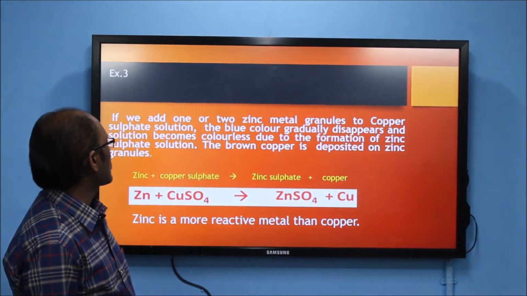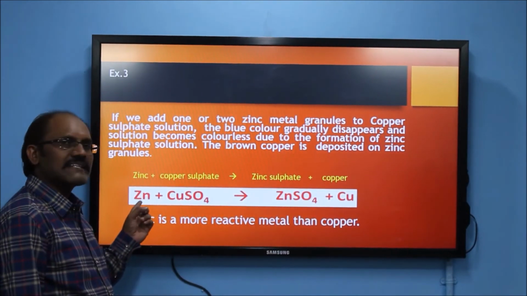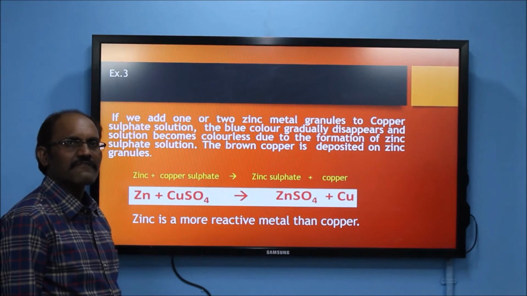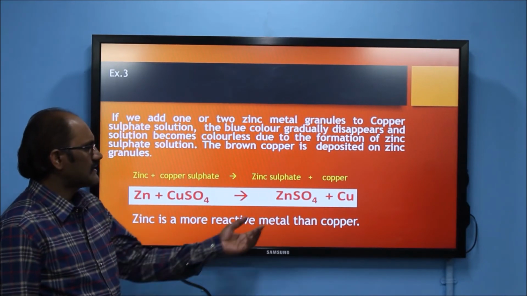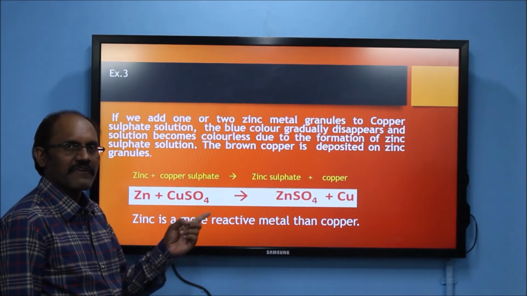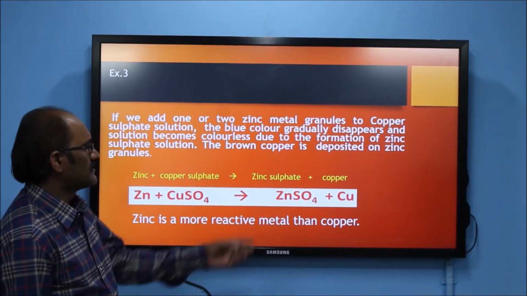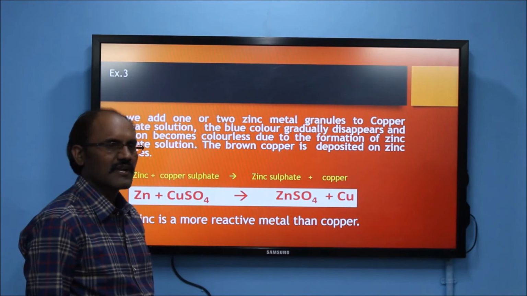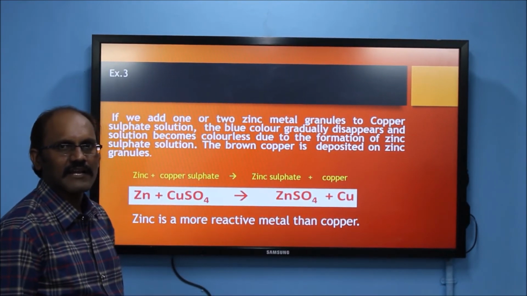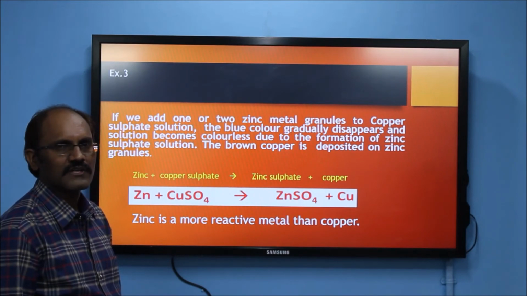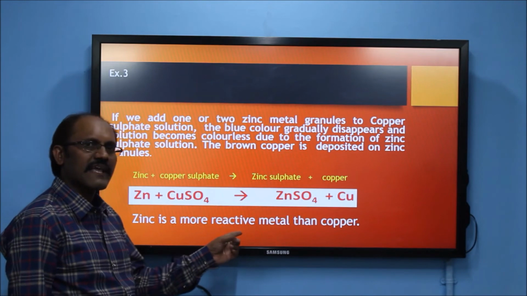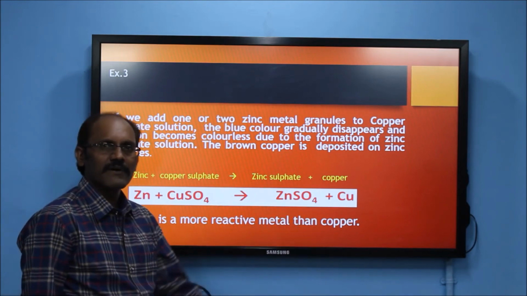If we go for another example, if we add zinc metal granules to copper sulfate solution, after a few minutes we see the blue color of copper sulfate solution fades out and zinc sulfate is produced and the free copper is deposited on zinc metal granules as a brown coat. So this activity proves that zinc is a more reactive metal than copper.